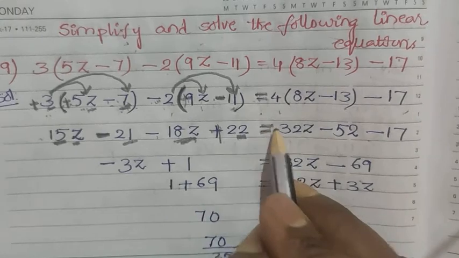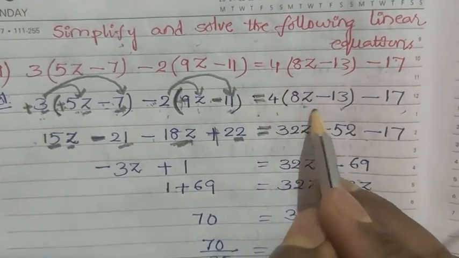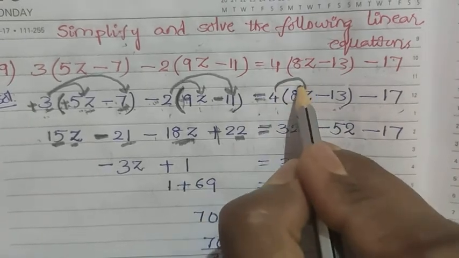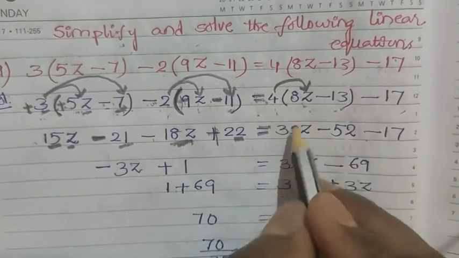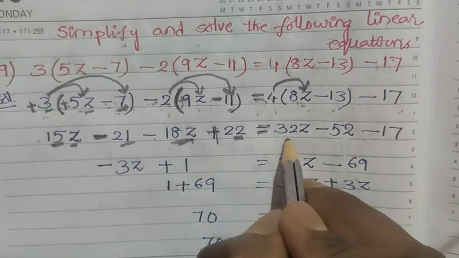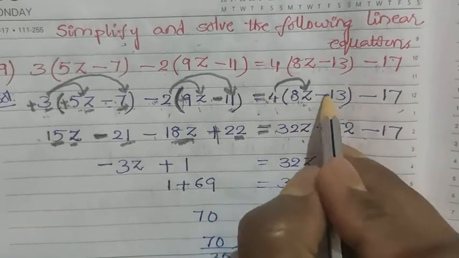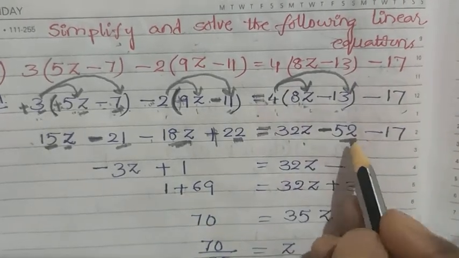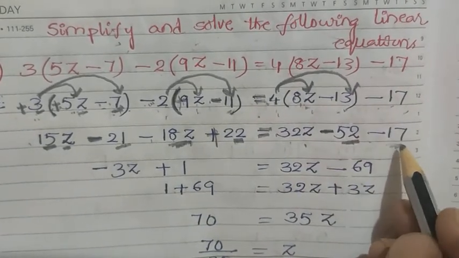Equal to. These two terms, 8z minus 13, are multiplied with 4. So 4 into 8z, plus into plus is plus. 4 into 8 is 32z. Plus into minus is minus. 4 into 13 is 52. And this minus 17 as usual.